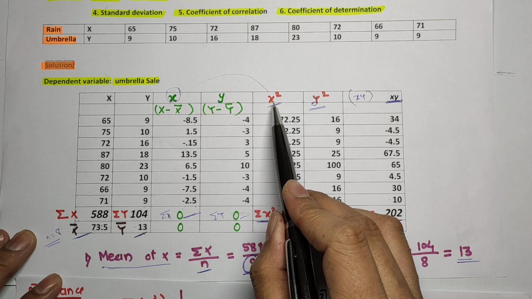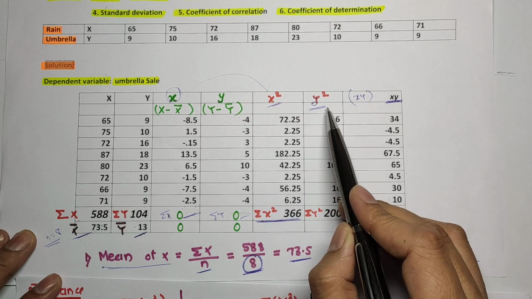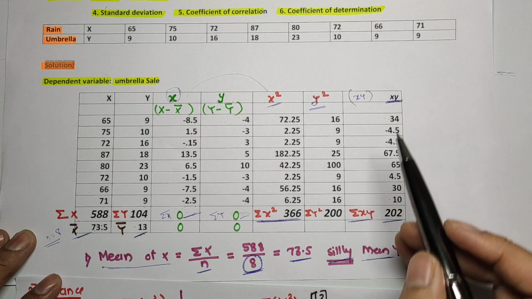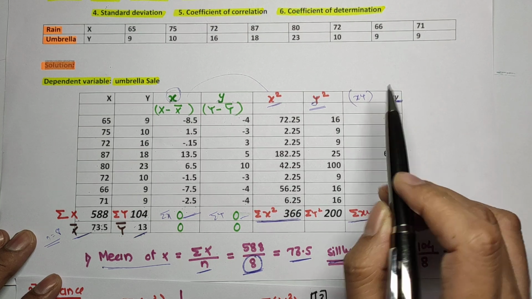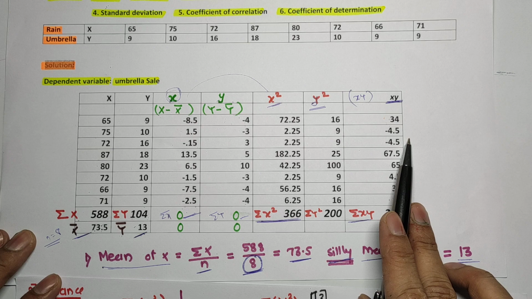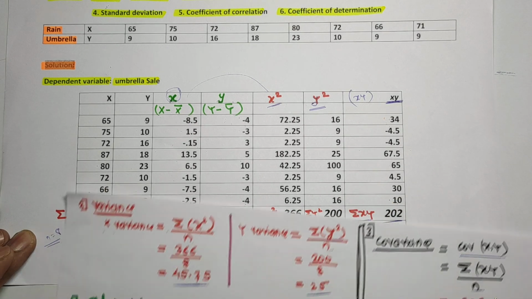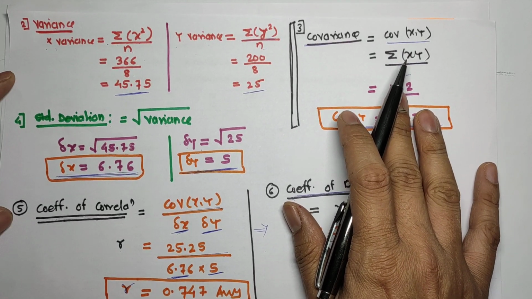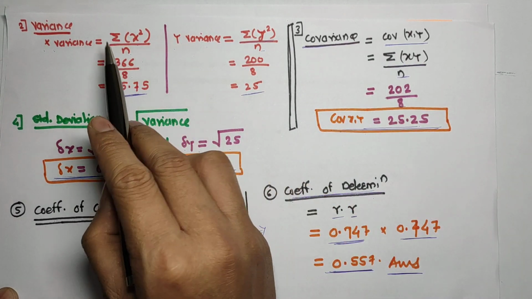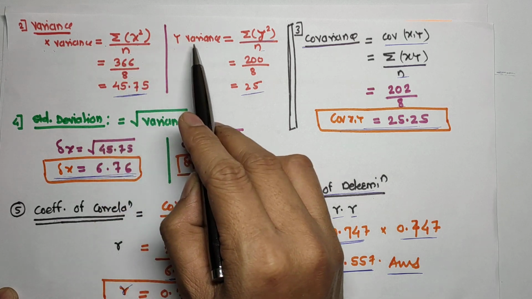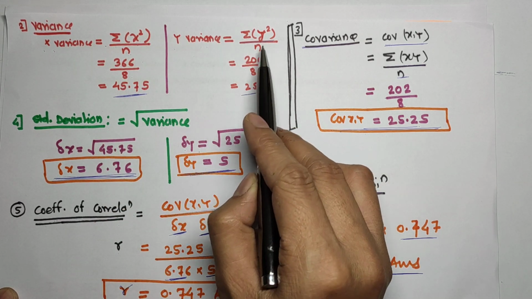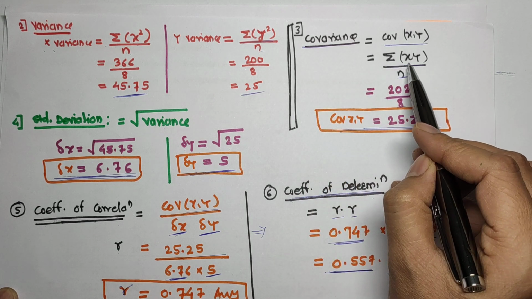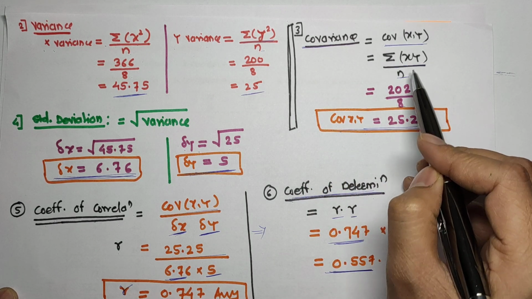Next step is to calculate small x square and small y square. Do the summation of both, and calculate small x into small y. So in this fashion you have to form the table. Once you form the table, it is very easy to find the required answers. So what is the variance? It is very simple: summation of small x square divided by n. What is the variance of y? Summation of small y square divided by n. And in the case of covariance, just take both x and y, that is summation of xy divided by n.